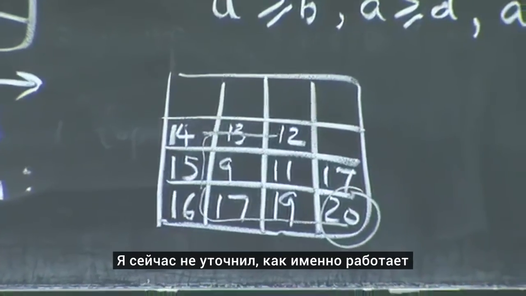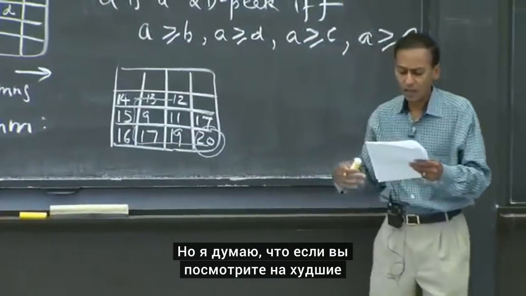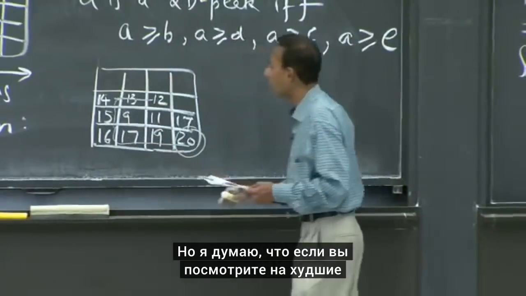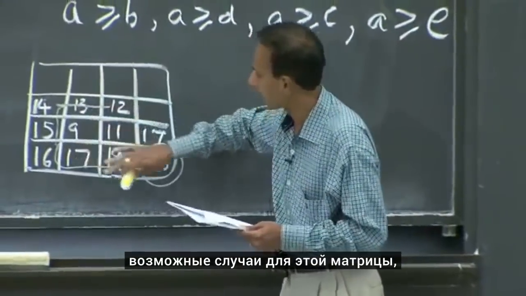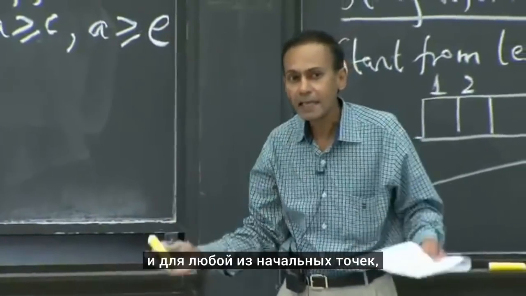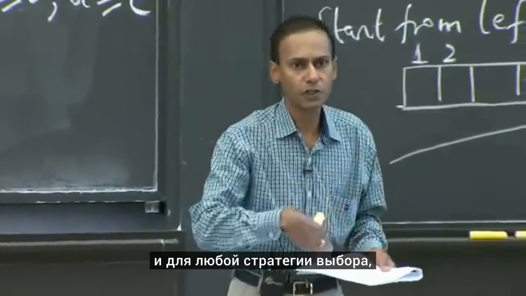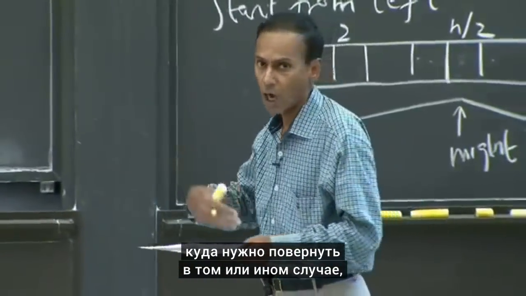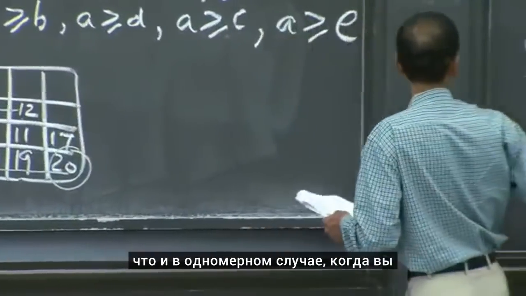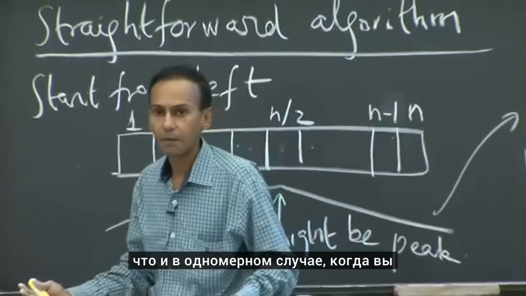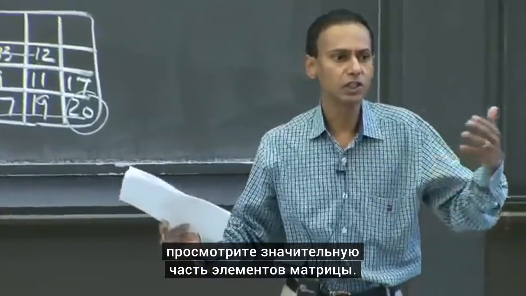Now, I haven't given you the specific details of a greedy ascent algorithm, but I think if you look at the worst case possibilities here with respect to a given matrix, and for any given starting point and for any given strategy in terms of choosing left first versus right first, or down first versus up first, you will have a situation where, just like we had in the 1D case, you may end up touching a large fraction of the elements in this 2D array.